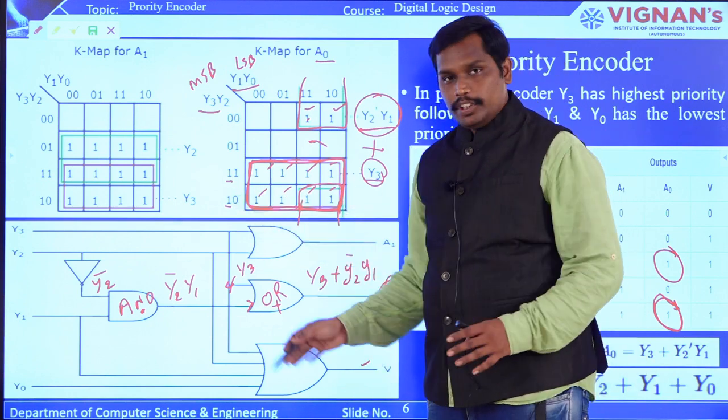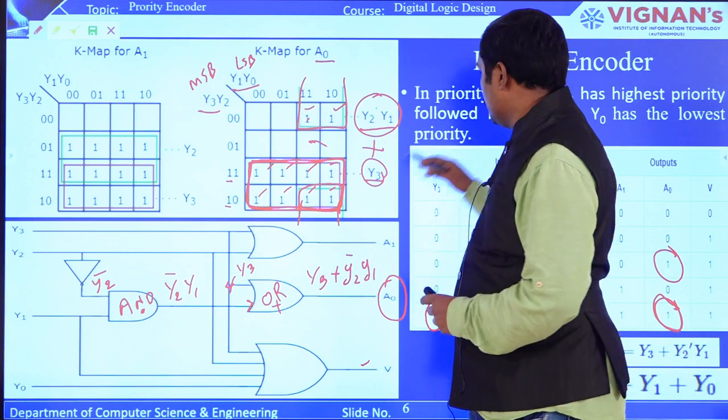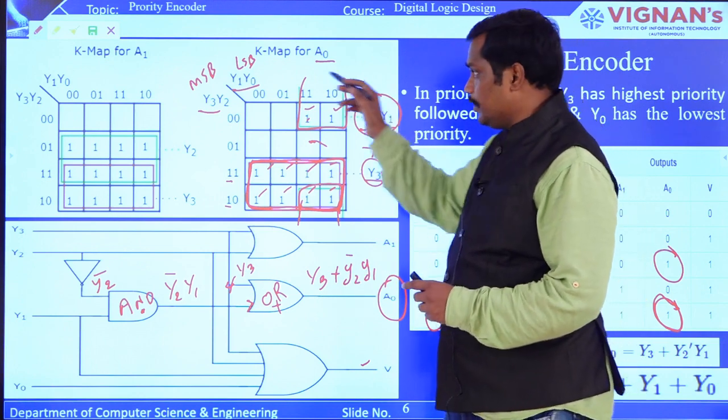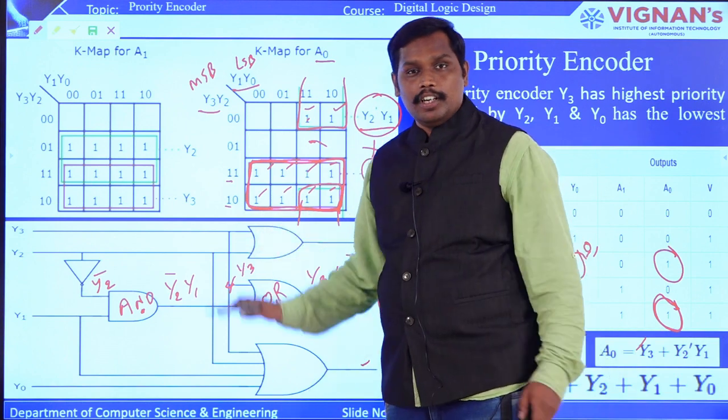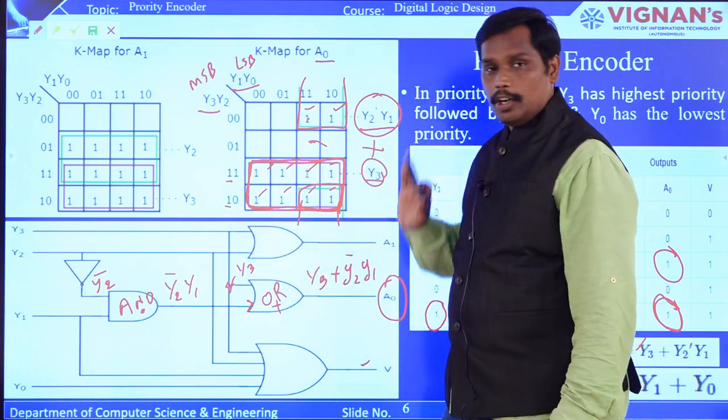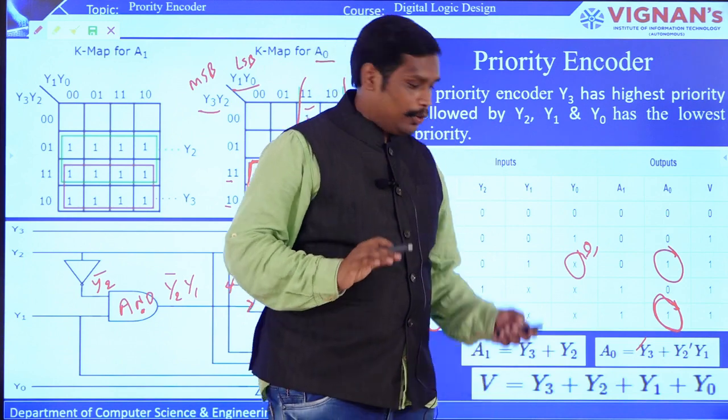So now you understood how the circuit is identified by the truth table and then the Karnaugh map and Boolean function, and from the Boolean function you are going to have a circuit. So this is how you are going to work on priority encoders, right?